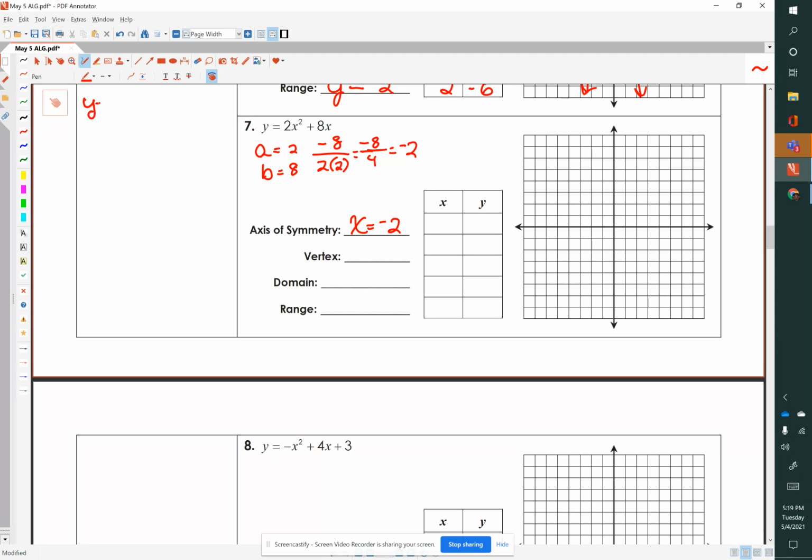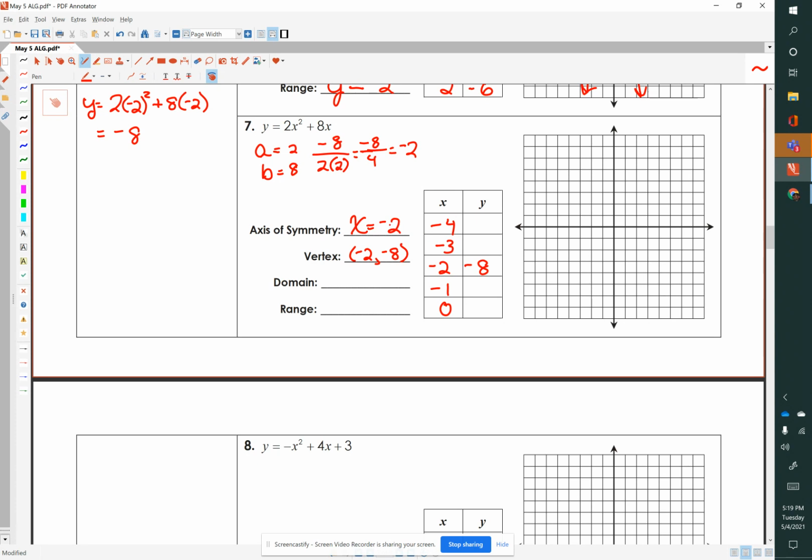So we will evaluate y, where x is -2. We would evaluate 2(-2) squared plus 8(-2), which would equal -8. So our vertex is (-2, -8). And let's put that immediately in the center of our table of values, and we can evaluate 2 values that are smaller and 2 values that are greater.